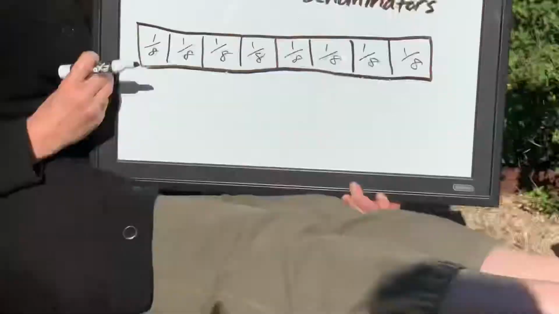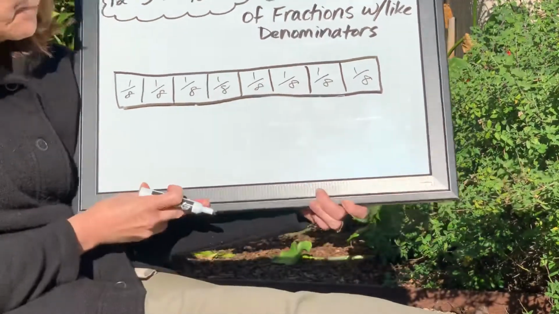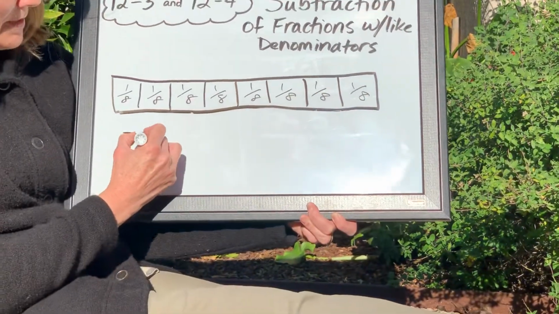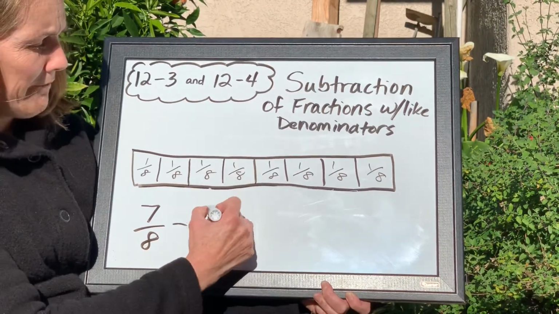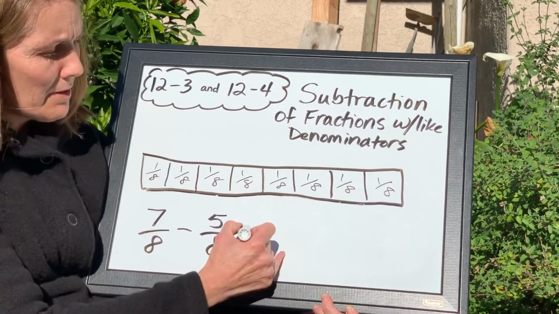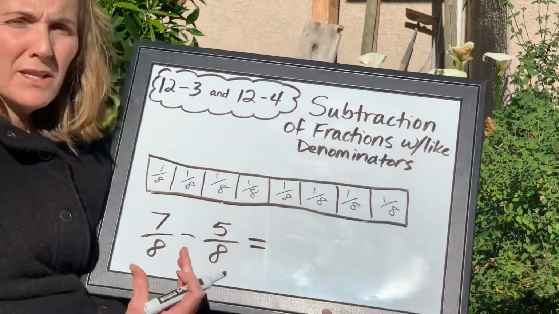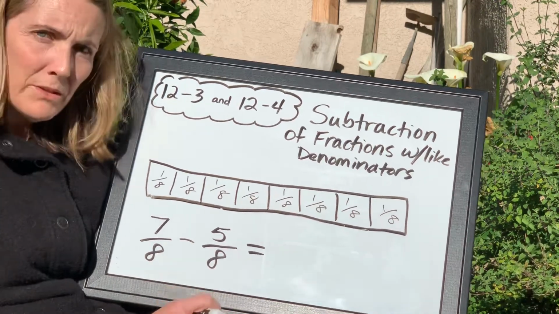Okay, I'm going to provide an example problem for you. I'm showing you the model, and then also going to show you what it looks like with an algorithm. So let's say we're dealing with 7/8 subtract 5/8, and we want to know what the answer is. The directions will say simplify when possible, and that's always what I'll remind you too.